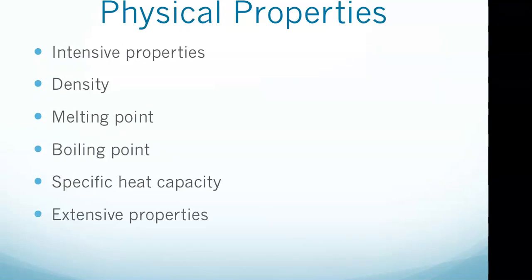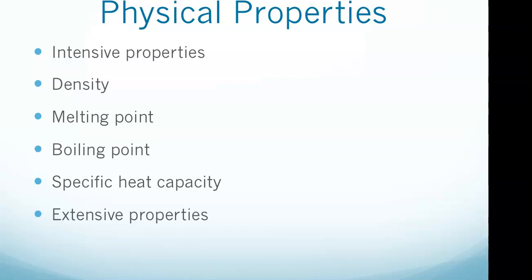All right, so first we'll take a look at physical properties, and then we'll work our way into chemical properties. But physical properties have a little more to them. Physical properties can be easily observed. An example of a physical property could be the color or shape of a substance.